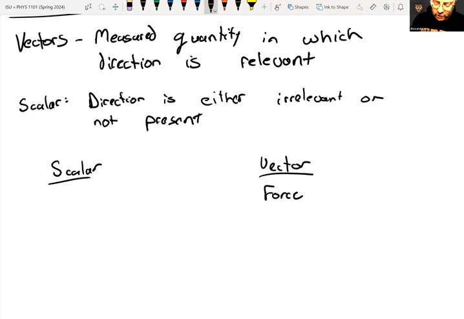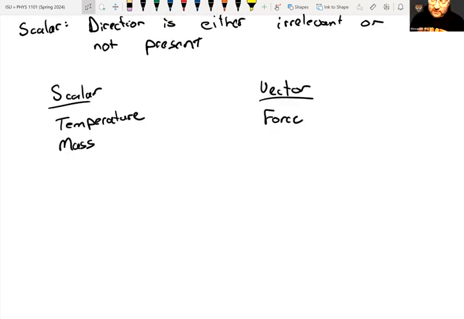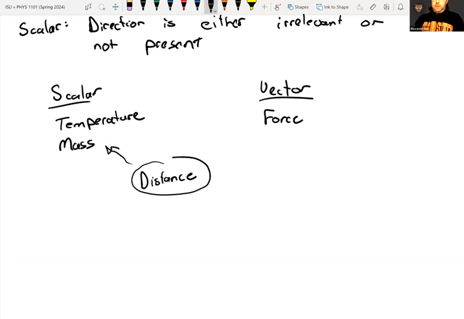One where it's clear there's no direction is temperature. Temperature does not have a direction. Mass also does not have a direction. Now, sometimes it's not as clear. So, for instance, where does distance go? Well, you may already know this. It turns out distance is a scalar. In physics, when we use the term distance, we're just talking about the length of a path traveled. That's what we mean by distance.